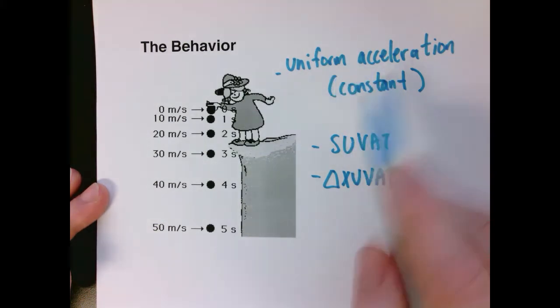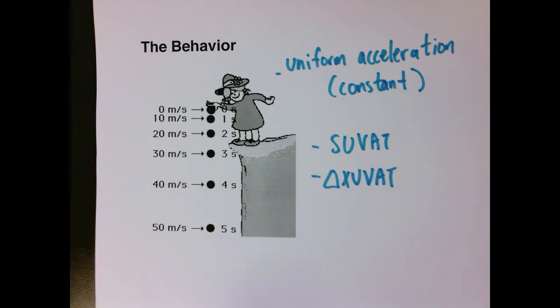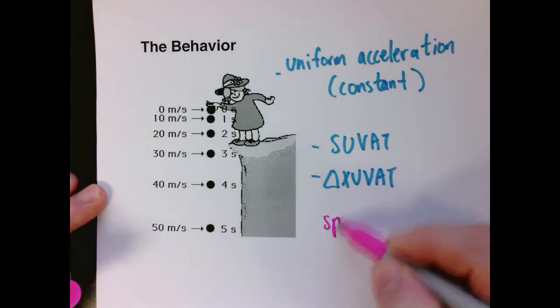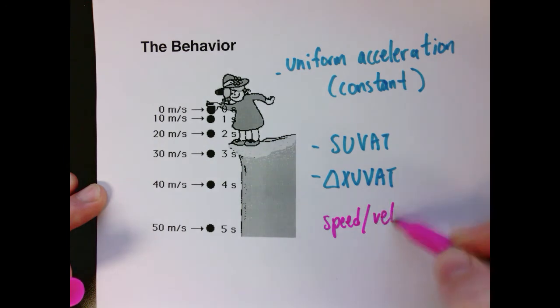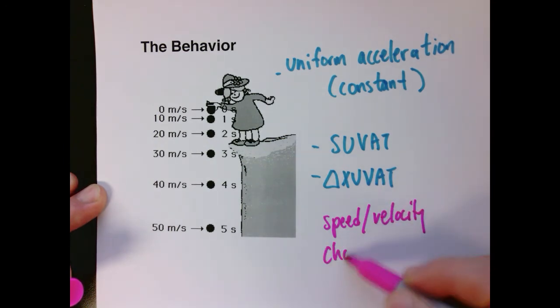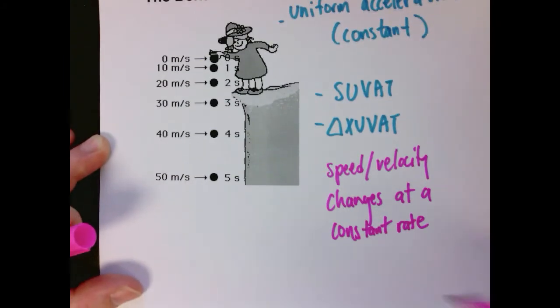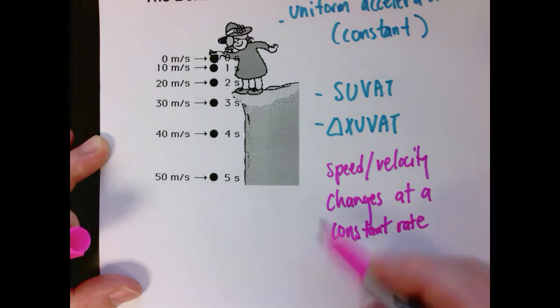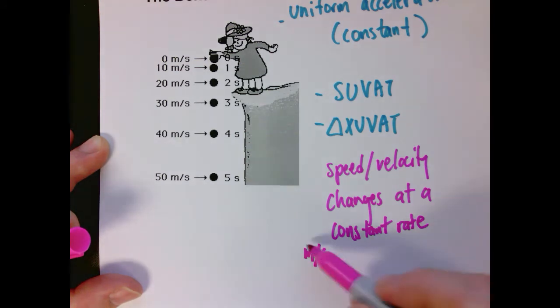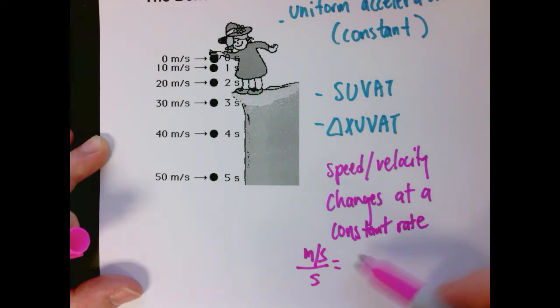For something to undergo uniform acceleration, it means that the speed or velocity changes at a constant rate. In other words, the number of meters per second, every second, is a constant number. In this case, for gravity, it's about 10.